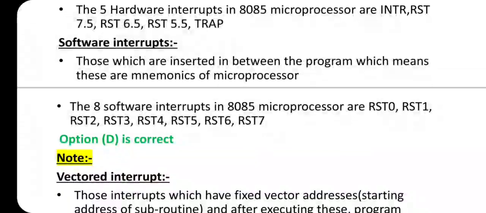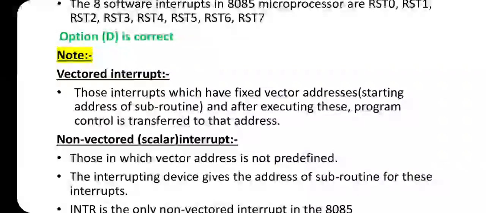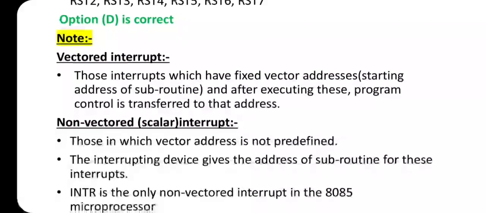Software interrupts are those which are inserted in between the program, which means these are mnemonics of the microprocessor. The 8 software interrupts in the 8085 microprocessor are RST0, RST1, RST2, RST3, RST4, RST5, RST6 and RST7. That is, option D is also correct. Note, that is extra points.